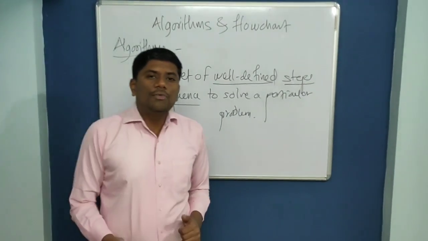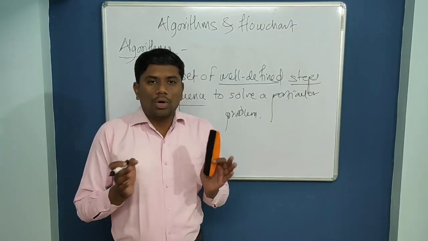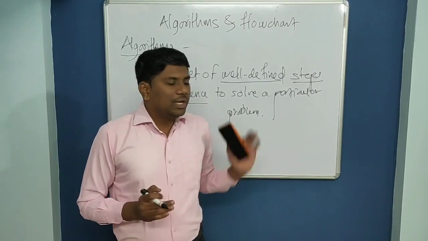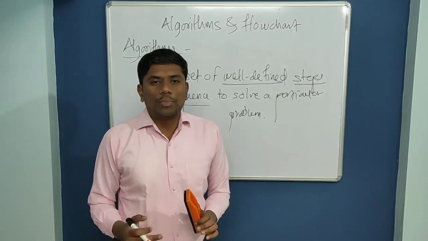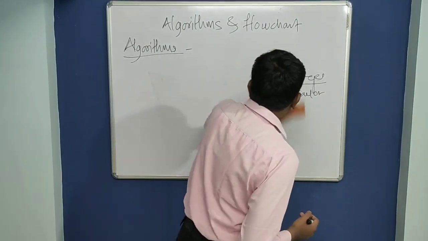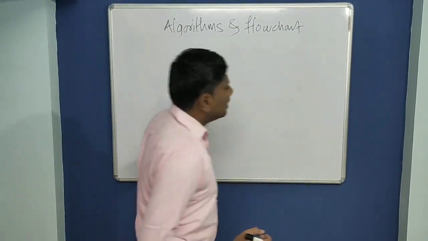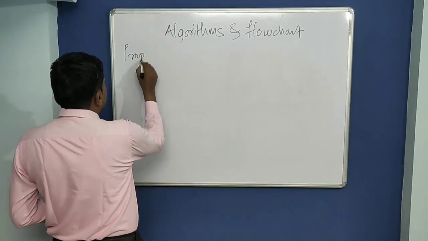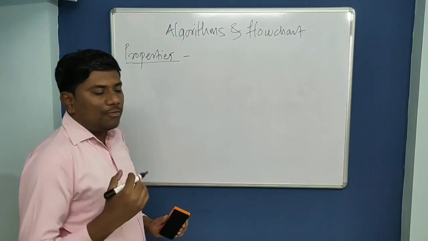Now every algorithm must have some properties, or every good algorithm must satisfy some properties. So the next point is, which are the qualities of a good algorithm? Which are the properties of a good algorithm? There are different properties of algorithm, and we'll see these properties one by one.